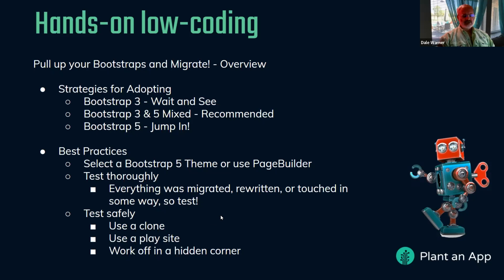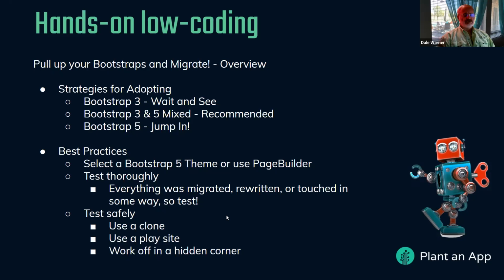So those are some strategies. Some best practices that you should be aware of. You're going to have to find a Bootstrap 5 theme from, for example, the DNN store. You could have a custom built, or you can use the page builder theme that we ship with the product. Page builder theme has a Bootstrap 5 option in it. We'll be looking at that more today.